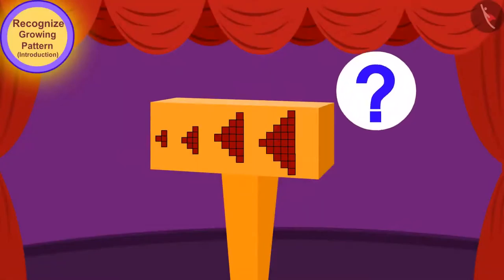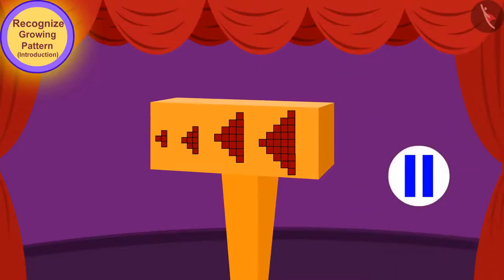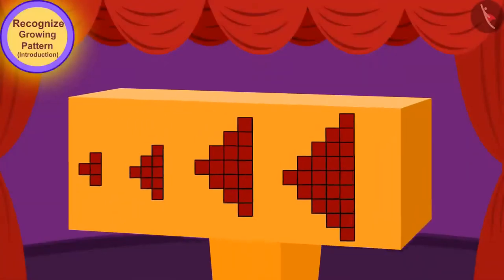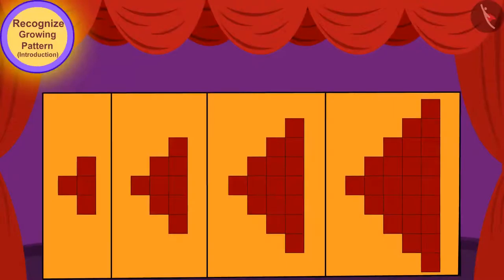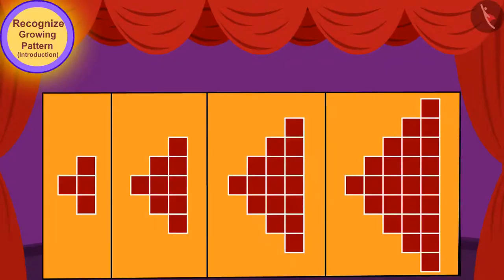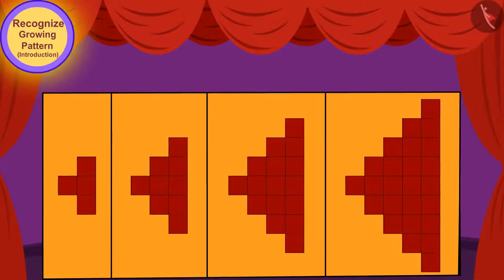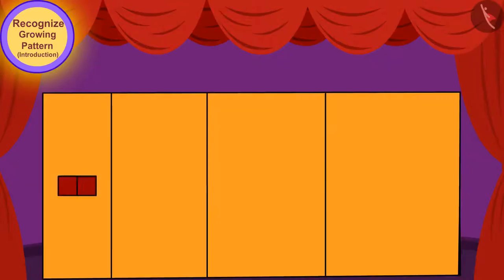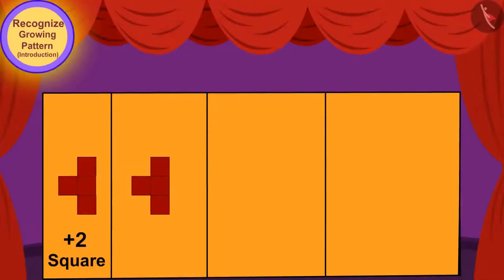Children, can you find the rule of this growing pattern? If you want, you can stop the video and find the answer. Well done! Your answer is absolutely correct. In this growing pattern, the number of squares in each line is increasing by 2. Only 2 vertical lines were drawn first, and the second line has 2 squares more than the first line. Now, when this group was repeated, another vertical line was added to the pattern and it increased by 2 squares from the second vertical line.